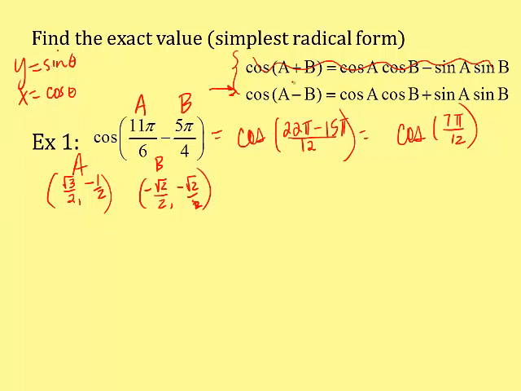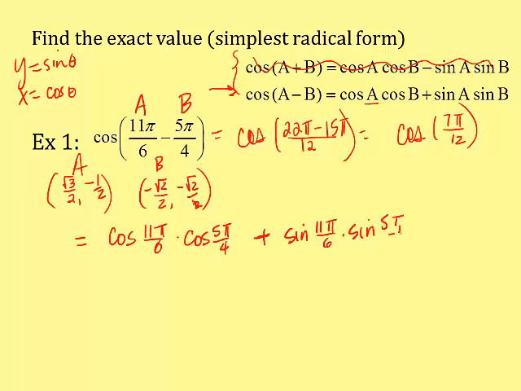Now I'm just going to use this formula and plug in the values. So it equals cosine of angle A, the cosine of 11 pi over 6, times the cosine of 5 pi over 4, plus the sine of 11 pi over 6 times the sine of 5 pi over 4. Now, we plug in values.